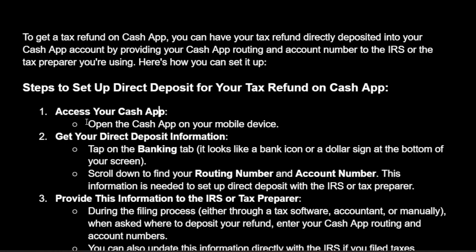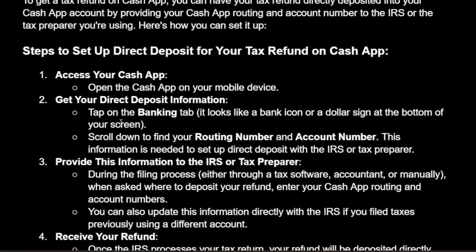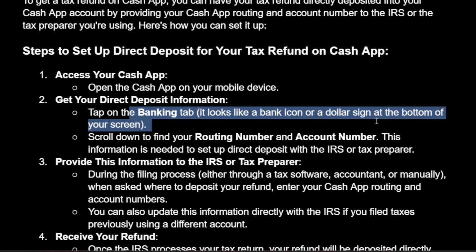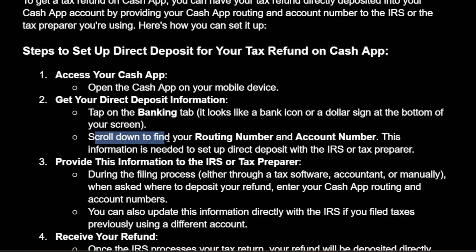First, you want to access your Cash App. Open up the Cash App app on your mobile device. Then you will get your direct deposit information. You will tap on the banking tab. It looks like a bank icon or a dollar sign at the bottom of your screen. You will scroll down to find your routing and account number. This information is needed to set up direct deposits with the IRS or tax preparer.